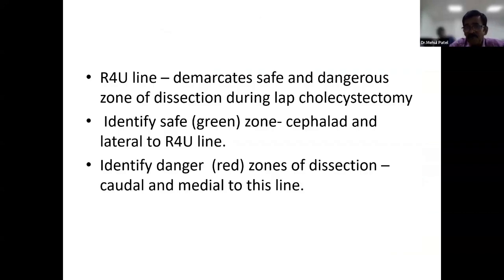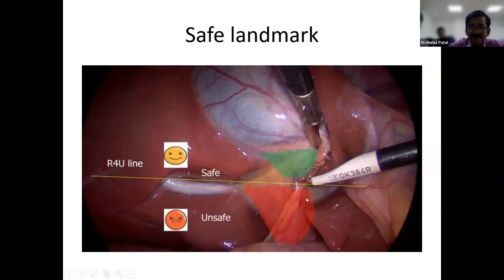So this R4U line demarcates the safe and dangerous zones of dissection. And if you see the next picture, you'll find this red area. This red area is a dangerous area which is below, inferior to this R4U line. So your dissection should be starting beyond the Rouviere's sulcus, above, superior to this R4U line.